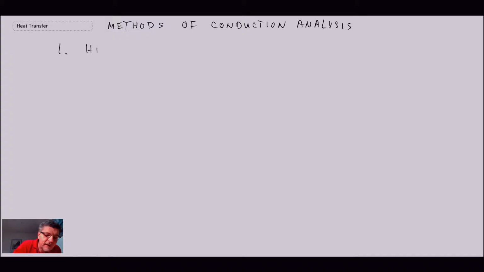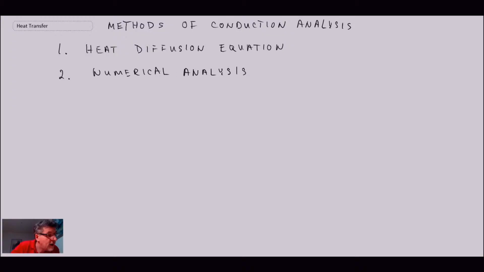One method is the heat diffusion equation, which we looked at in the last lecture. We haven't solved it yet, but we derived the equation. We'll be solving it later when we look at two-dimensional conduction for very simplified cases. So the heat diffusion equation, numerical analysis, and we'll be looking at a technique later on in the course as well. It uses Excel. And then finally, what we call the alternative method.